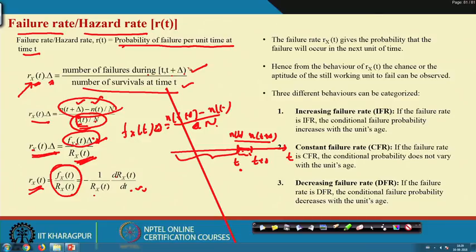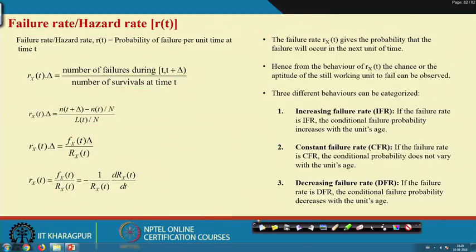So, here, the number of failures during this, by n you write, that will be better. Otherwise, you will be confused. So, the number of failures during t and t plus delta t, n(t + delta t) minus n(t), this divided by n(t) is the quantity. So, fine, that r_X(t) is a very important concept, which is known as hazard rate.